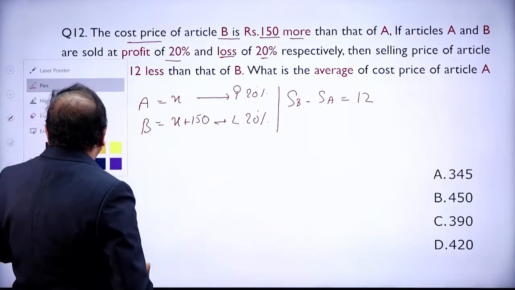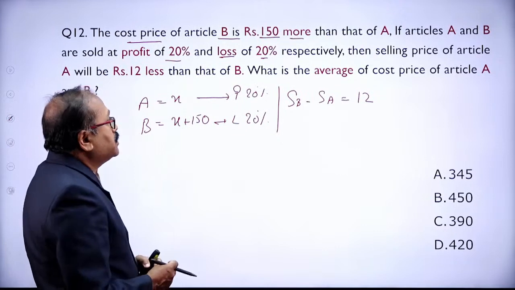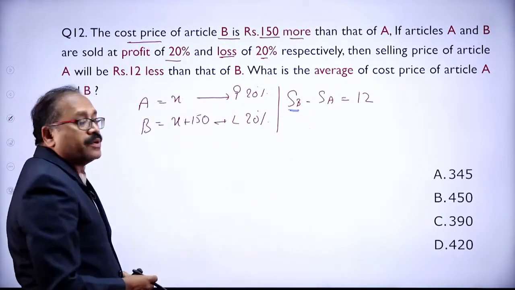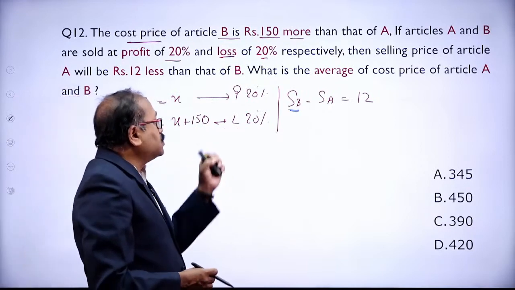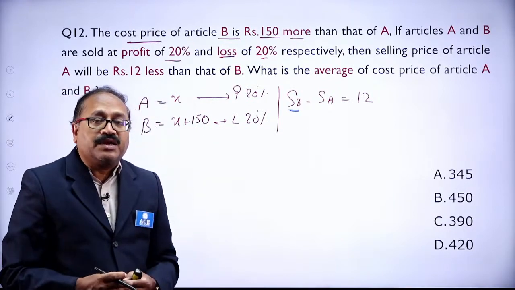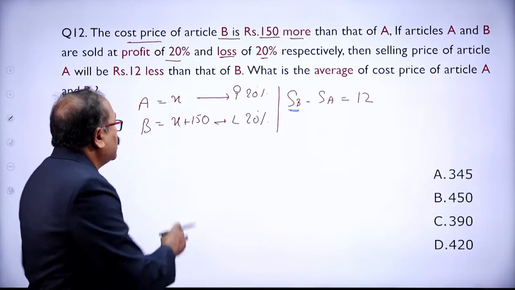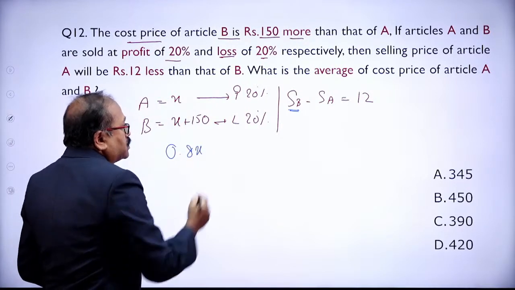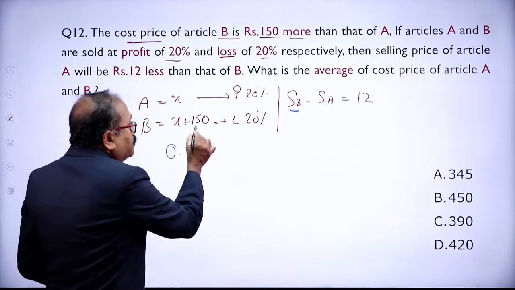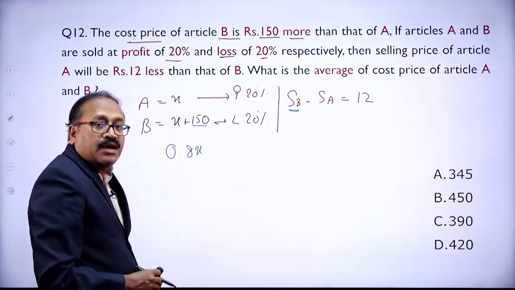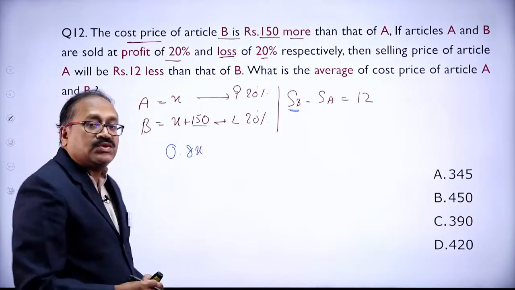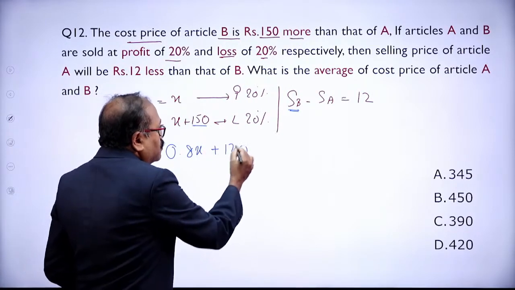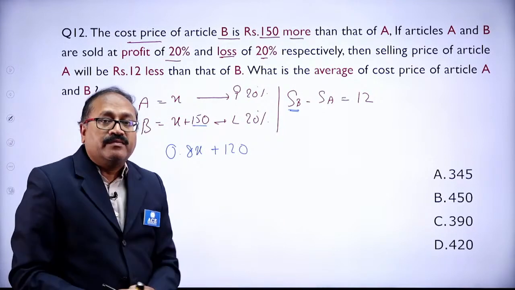And what is the simplest method? The simplest method is, I know the selling price of B. And what is the selling price of B? Here there is a loss of 20%. That means the selling price will be 80%. So the 80% of X, that is 0.8X. And the 80% of 150 is 120. So plus 120. This is the selling price of B.